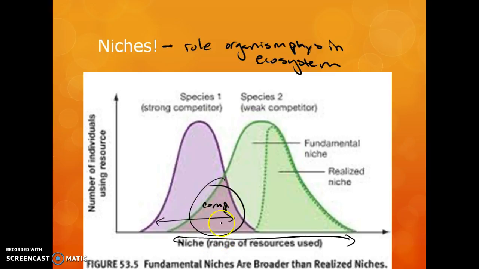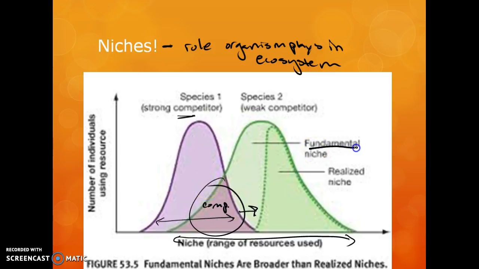This is the same part of the ecosystem that they can both utilize. So here you're going to have competition. You always have competition where niches overlap. And because species one is a stronger competitor, that's going to push species two out of this area because they're going to outcompete species two, making species two's actual existence in a smaller range than it could exist in if species one wasn't there.